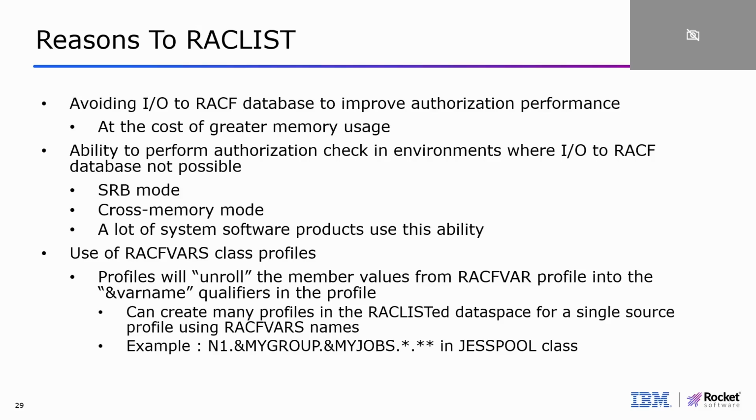So for example, here, N1.mygroup.myjobs.*.*.*, and it'll unroll. If I've got 3 variables for my group and 8 variables for my jobs, I'll get a Cartesian product of 24 profiles created inside the RACLISTed data space, which is a nice way of grouping things to provide a sort of grouping function that wouldn't natively be available. So that's a really nice little side effect of doing a RACLIST.